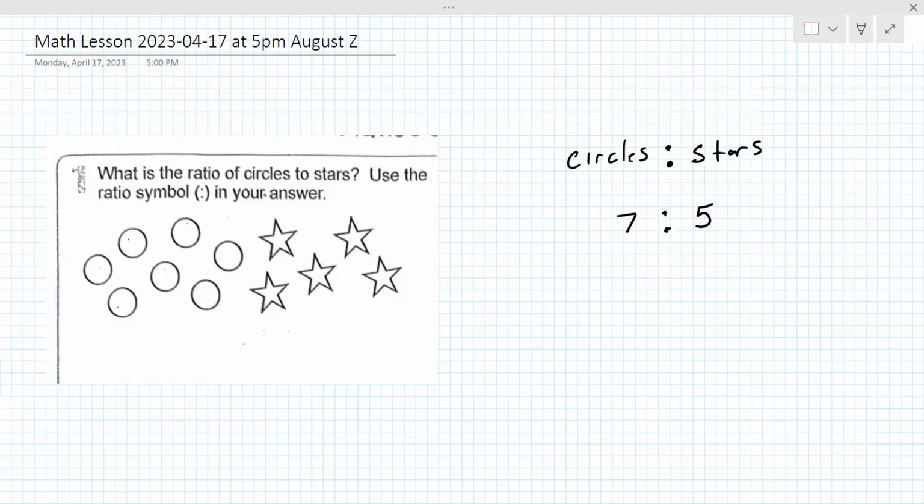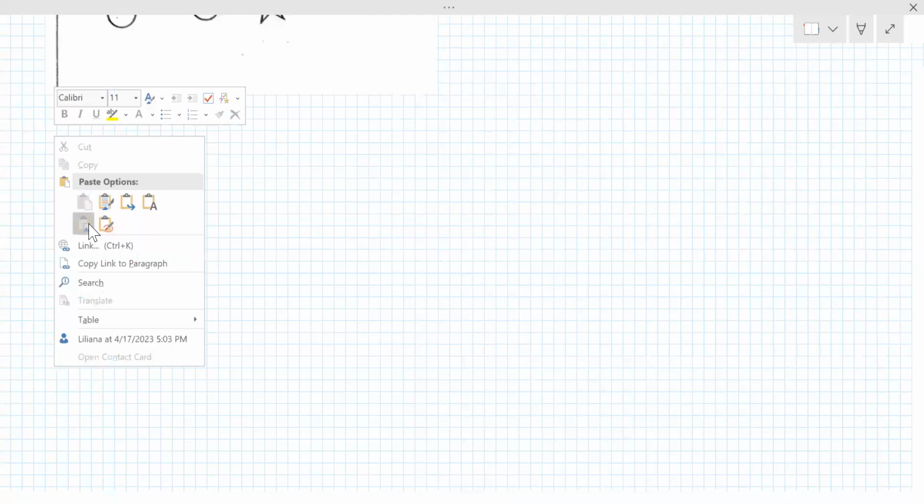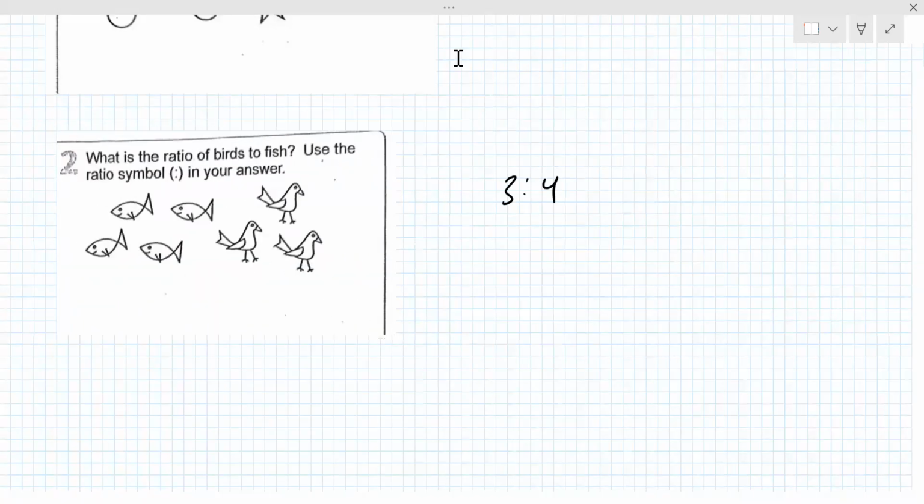All right, so would it be 4 to 3 for the next one? The next one is birds to fish. So you've got to be very careful here how they want the answer. 3 to 4. Yes, you're so fast, you haven't even gotten this one snipped in. But yeah, it is 3 to 4.